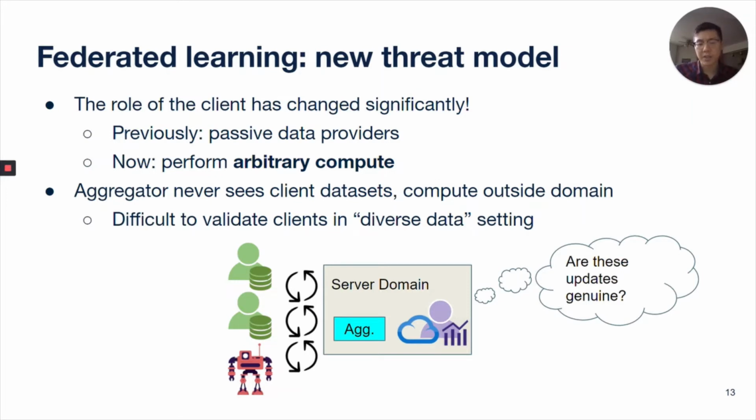This makes it very difficult for clients to be validated, especially in a non-IID setting. It is difficult for the server to determine whether or not updates being sent in from clients are genuinely produced from a machine learning process, or if they are the product of a malicious adversary.